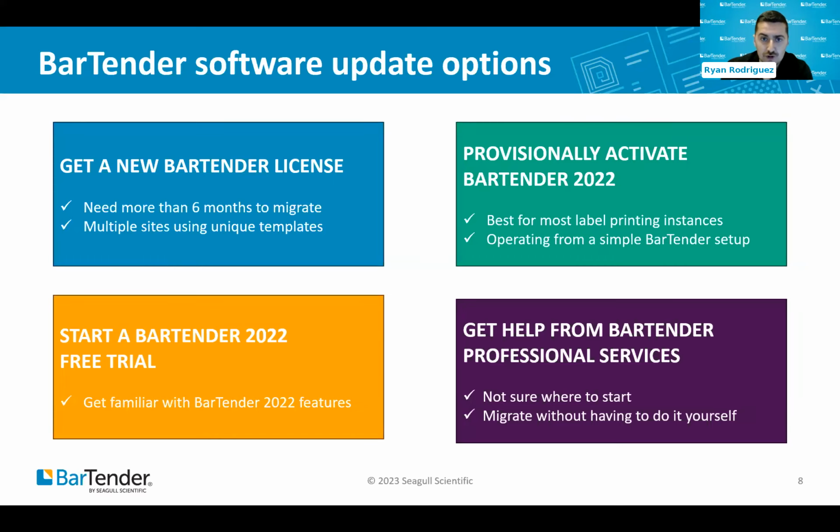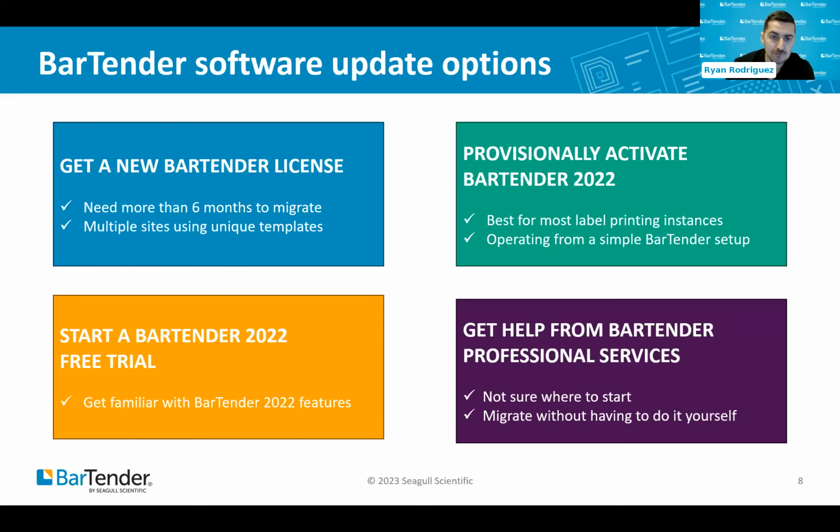So I know it can be a little overwhelming how you should get started with your upgrades. So we've laid out some options to help you figure out the best place to start. The first option is to get a new BarTender license. This is great for any instance that will require more than 6 months to migrate or has multiple sites that are all using unique templates.